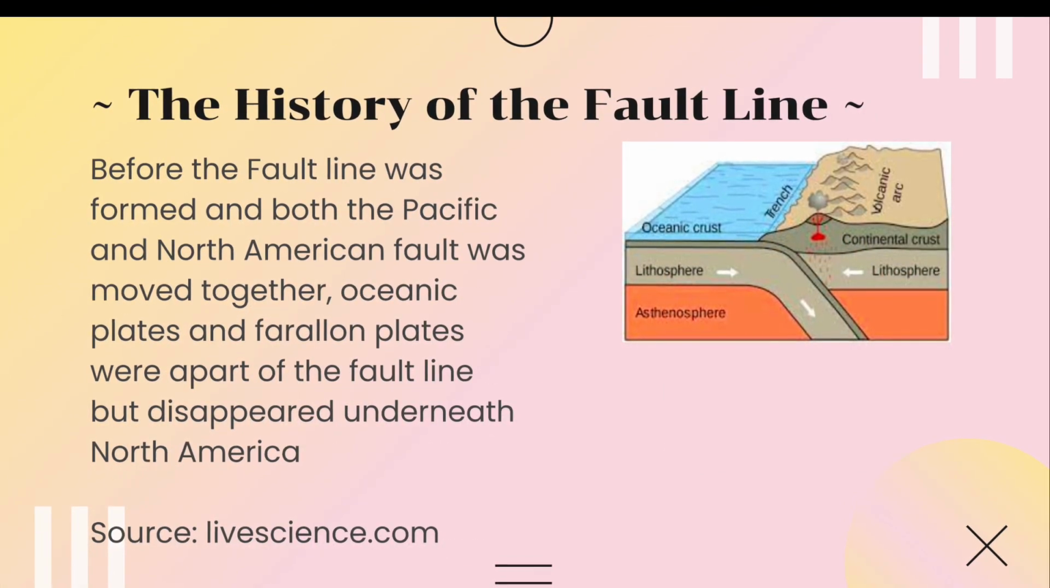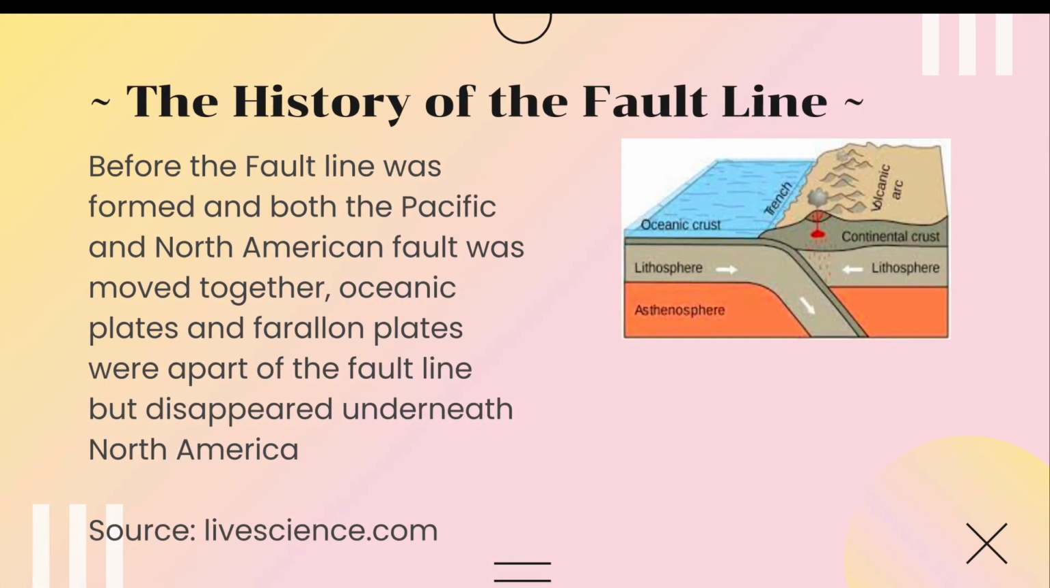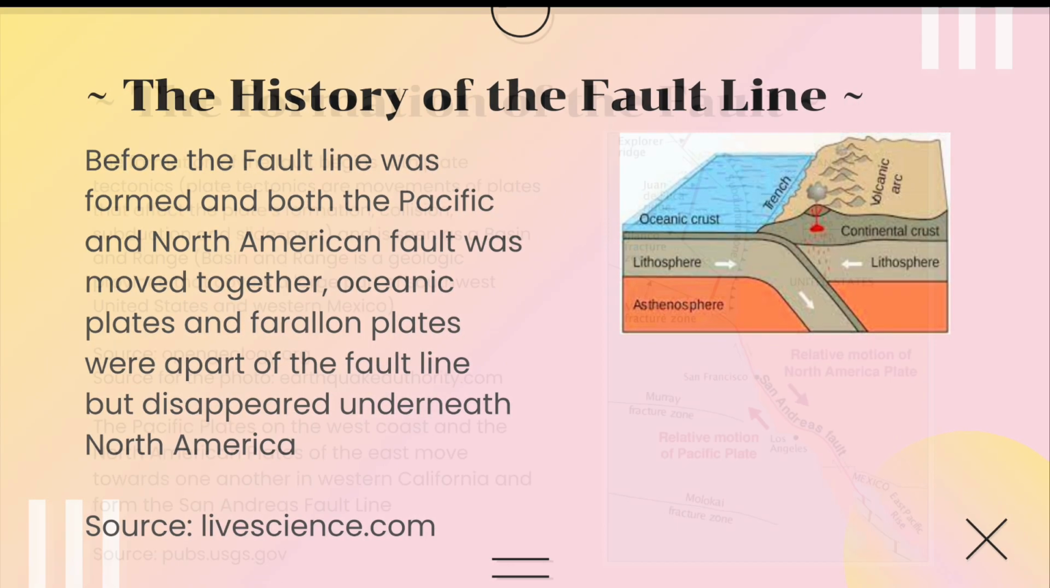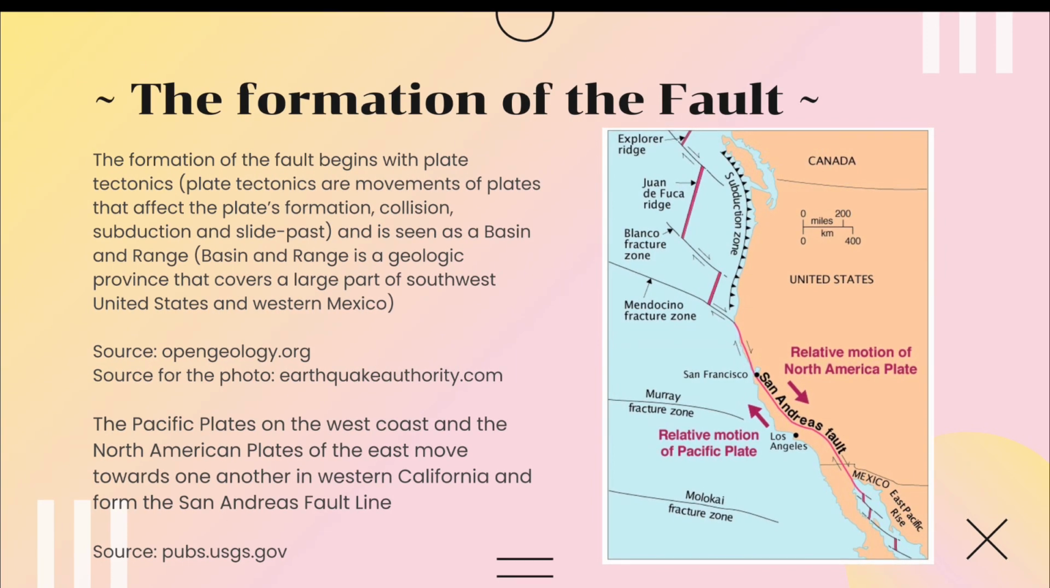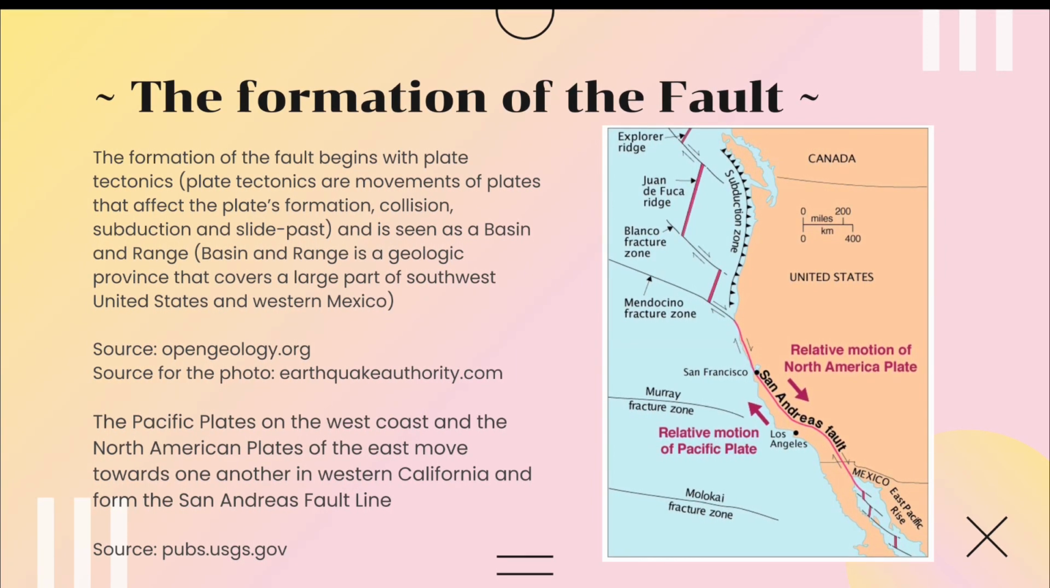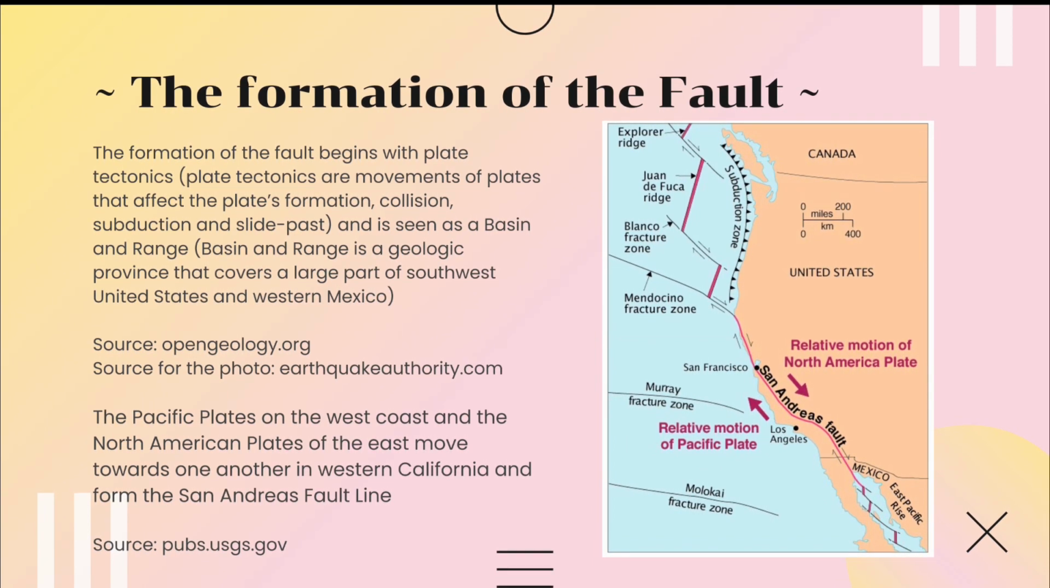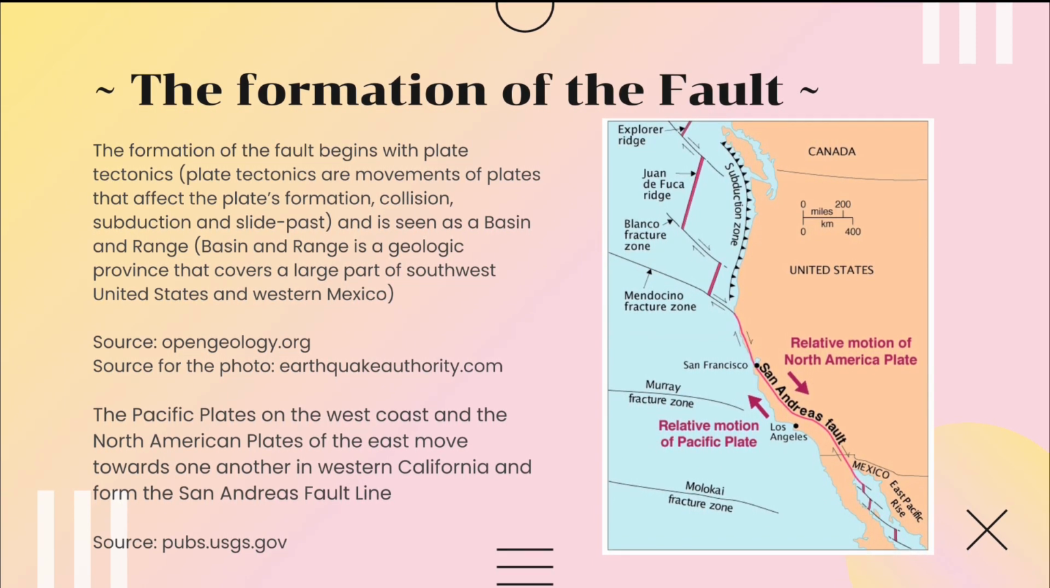Much before the fault was officially identified, it was known for having oceanic plates and Farallon plates, but they disappeared underneath North America. The fault line is divided up into Pacific plates coming from the west coast and North American plates from the east, moving towards one another in Western California, creating the fault line and its earthquakes.